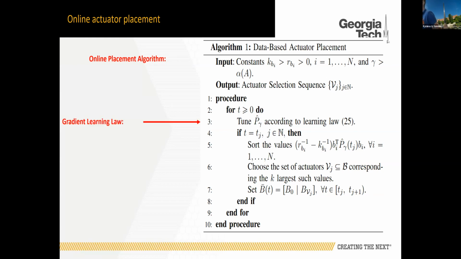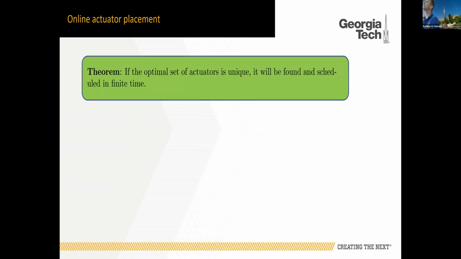So what we do, we start. We want to select the actuators. So we learn the p gamma, then we do approximate optimization, and then we switch actuators, and then we optimally place them. All these things happen in real time. And then, given that the optimal set of actuators is unique, it can be found and scheduled in finite time.